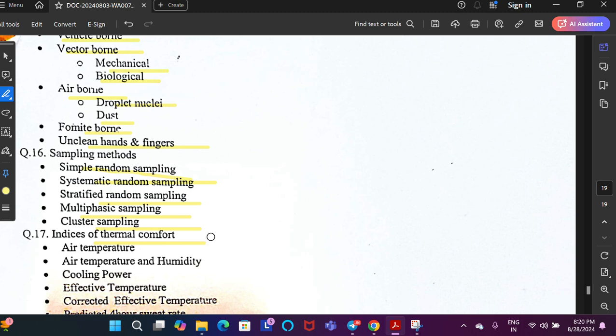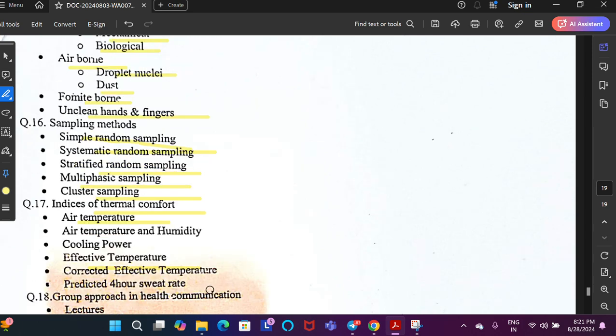Then indices of thermal comfort. You can look at air temperature for thermal comfort. What is the air temperature in that room? Air temperature and humidity you can use for cooling power, the effective temperature, corrected effective temperature, predicted 4-hour sweat rate.